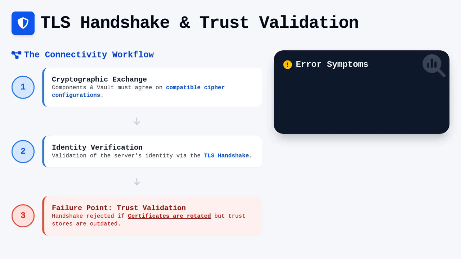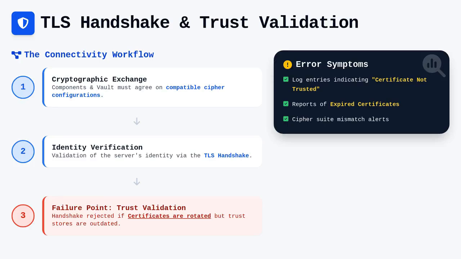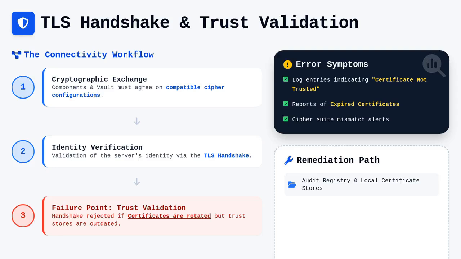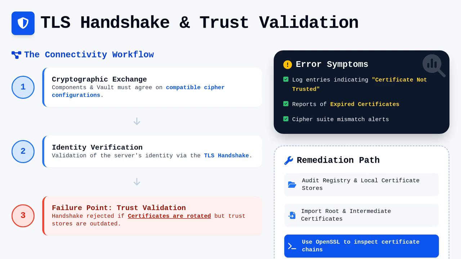This is often accompanied by entries in the component logs indicating that the certificate is not trusted or has expired. You should audit the registry configuration or the local certificate store of the component to ensure that the proper root and intermediate certificates are correctly imported. When dealing with complex environments, using OpenSSL command line tools can help you inspect the specific certificate chain being presented to ensure it matches the requirements expected by the CyberArk software.